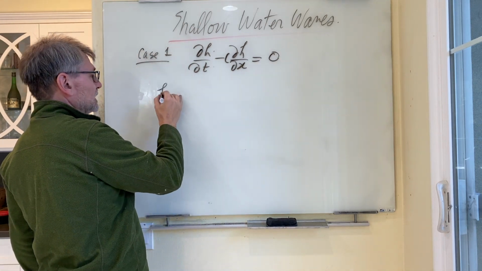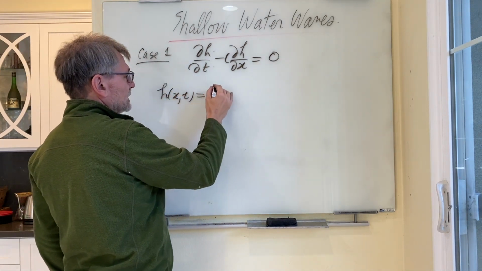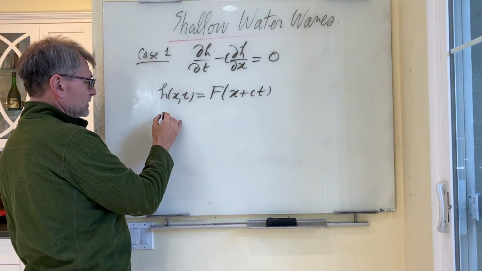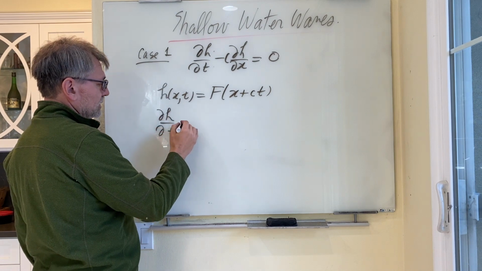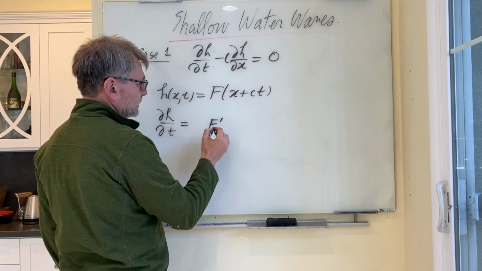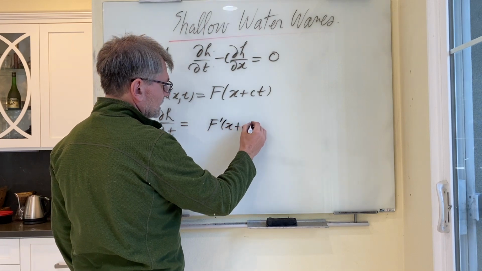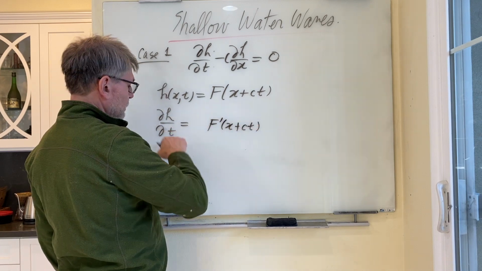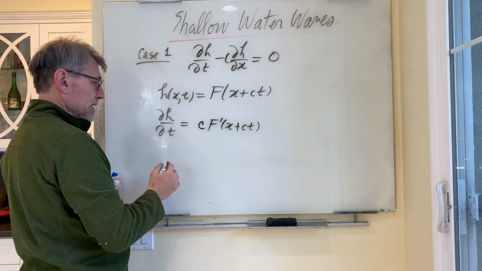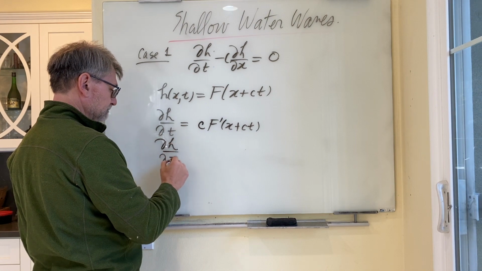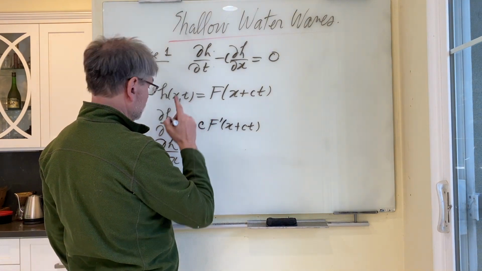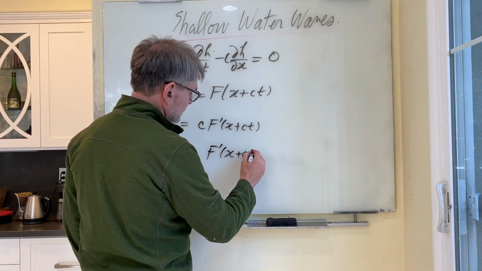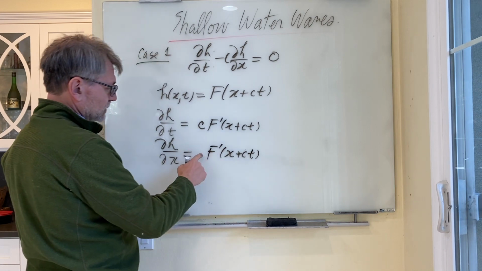I claim the solution is h of x and t is equal to f of x plus ct. Let's verify. If I do dh/dt, that will be equal to f prime of x plus ct times the derivative of the inside. The derivative of x plus ct with respect to t is just c. And if I do dh/dx, that's equal to, again, f prime of x plus ct, and the derivative of the inside with respect to x is just 1.